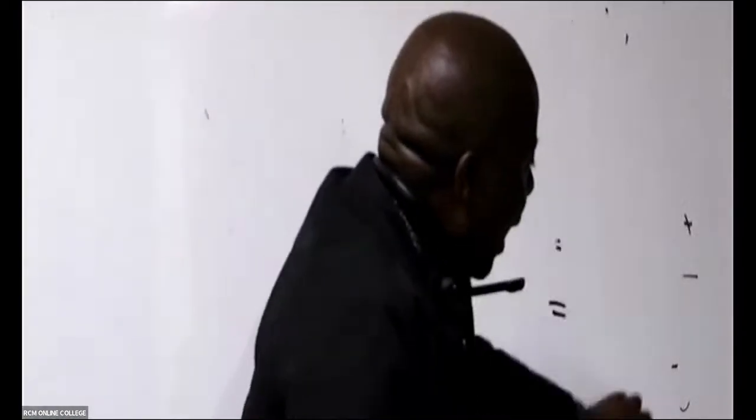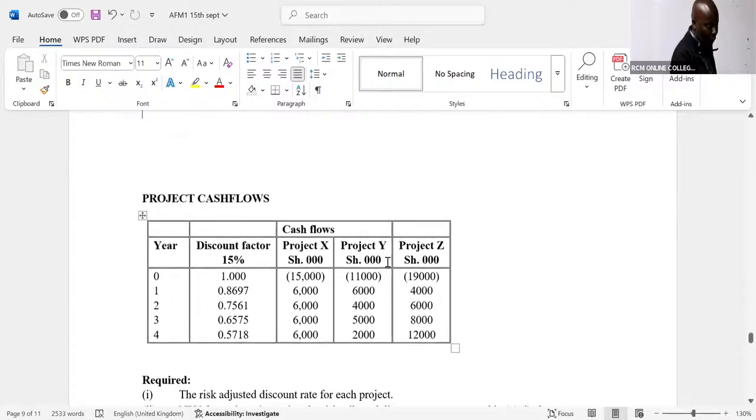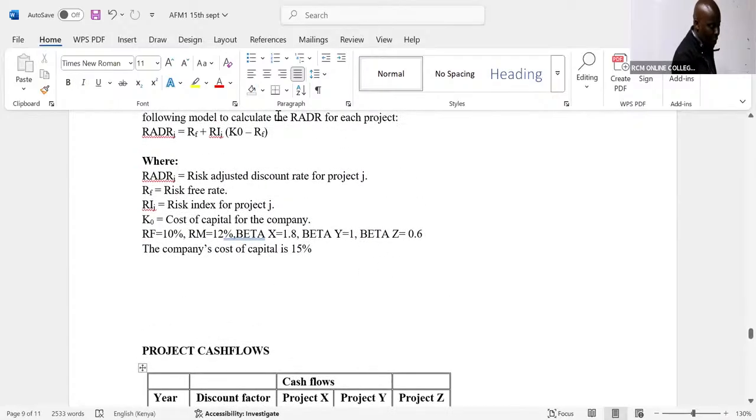So we go to Project Z. Project Z is very straightforward. As I share this handout with you, first of all, let's get the RADR for Project Z, the risk-adjusted discount rate. How do we do that? We have a formula. The RADR, risk-adjusted discount rate, we have a formula.